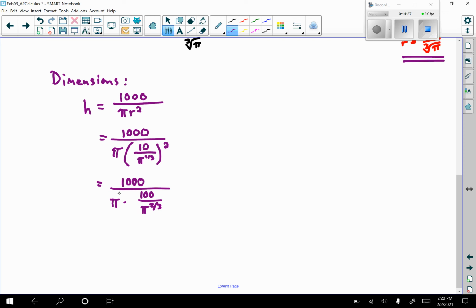So in example 3, this is where I went back and said, well, this is 3/3. We'll put that over 1. That's times. So now I get 1,000 over 100 pi to the 1/3. So I get 10 over pi to the 1/3, the cube root of pi. So my height and my radius are exactly the same. So the dimensions that will make the lightest can are when the radius and height are both equal to 10 over cube root of pi centimeters.